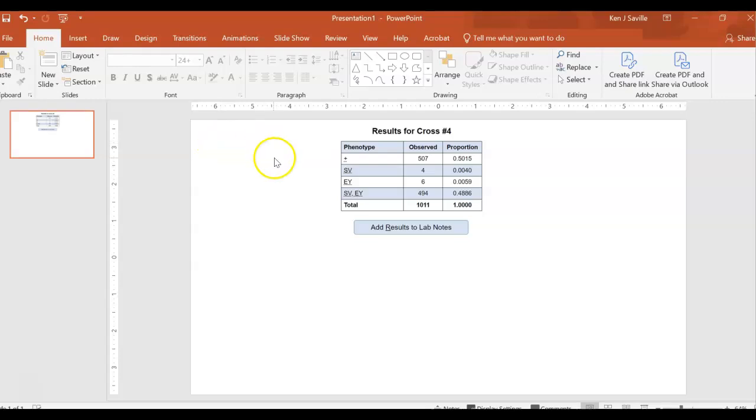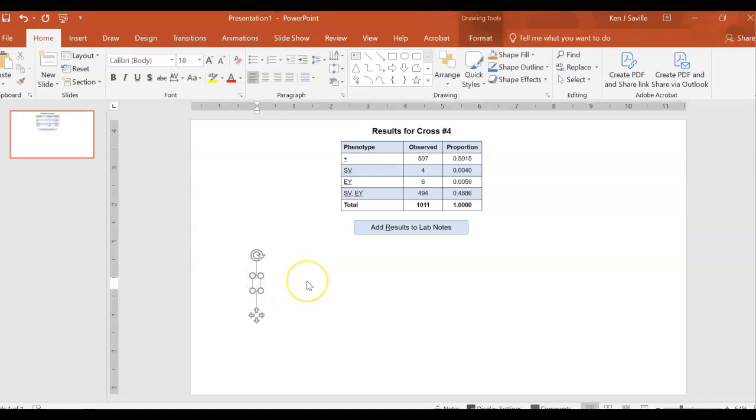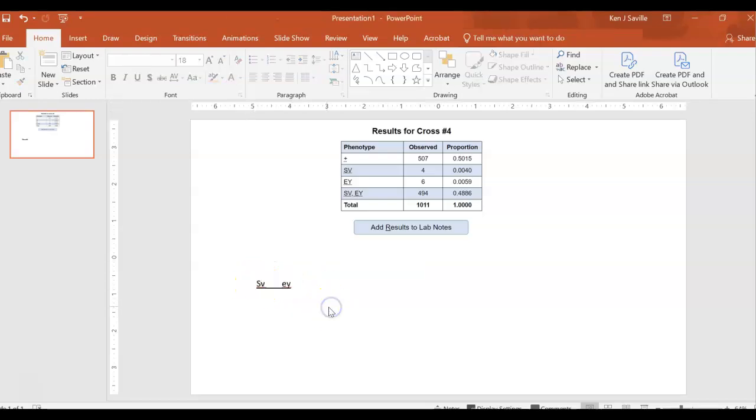So what we ended up doing was crossing. So our cross was, we made it something that was heterozygous for shaven and eyeless. And we'll make that heterozygous.